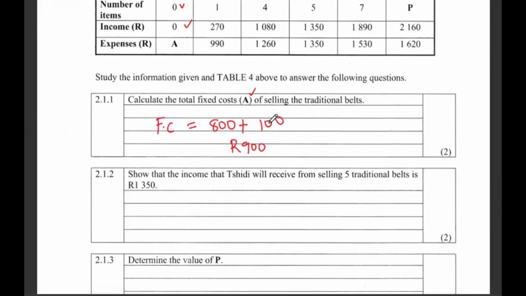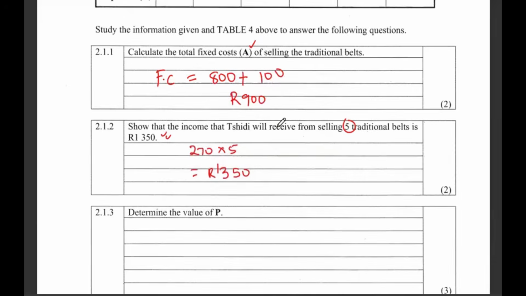Okay, then 2.1.2, show that the income that this person received from selling 5 traditional belts is 1350. Now remember, each belt is 270. If we multiply this by 5, let's see. So 270 times 5 gives us 1350. Okay, so that is how we were meant to go about 2.1.2.